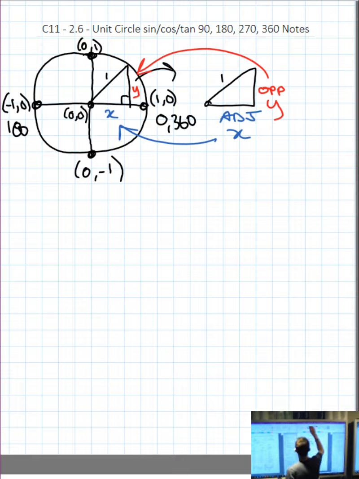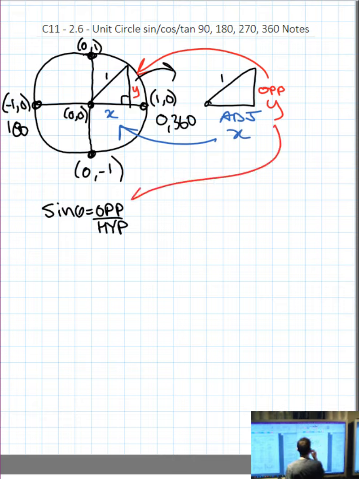Let's go through a little bit of theory. So in the notes, I got the definitions at the top. I boxed them. So those are the answers. We're going to put the theory to get there. Sine theta is equal to opposite over hypotenuse. If the opposite is the y value, well then sine theta is equal to y over the hypotenuse. And what's the hypotenuse? 1.